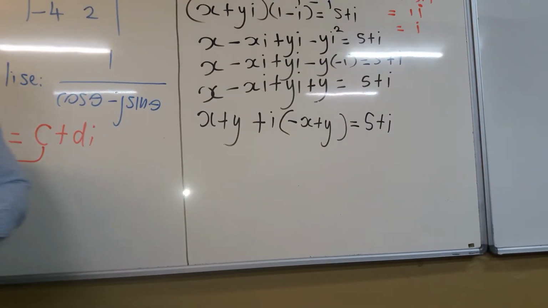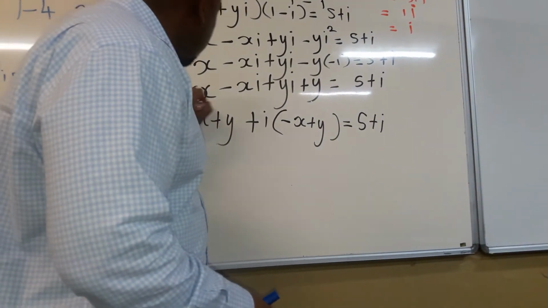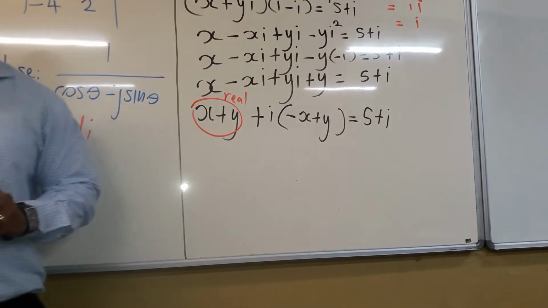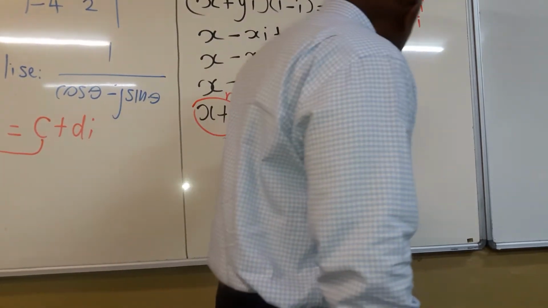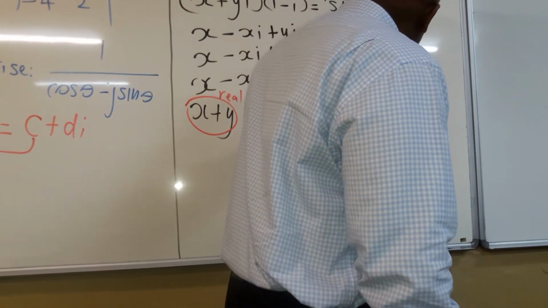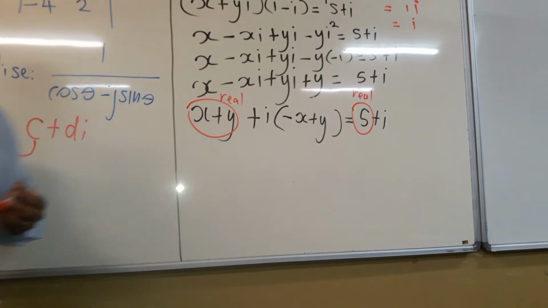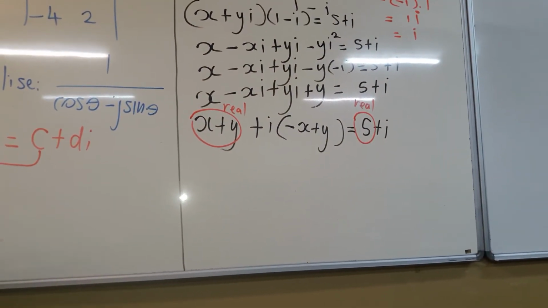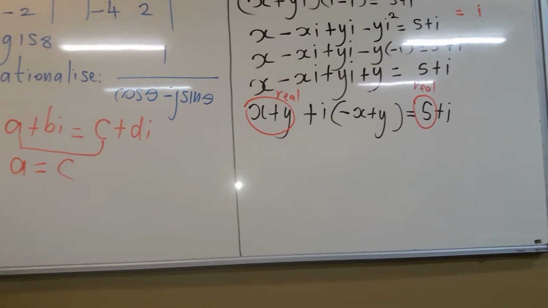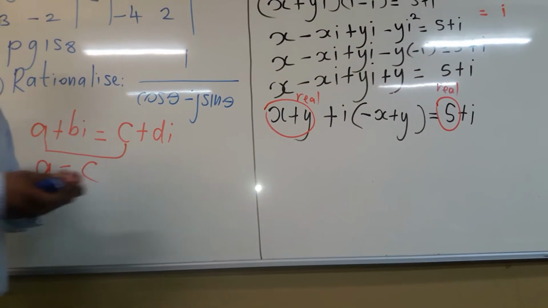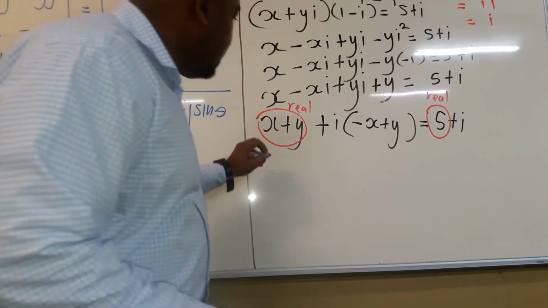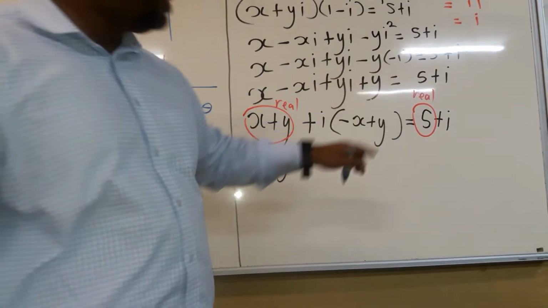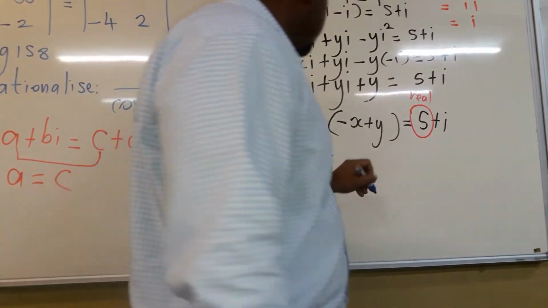Right, so now it's clear, this part here, that's real on the left hand side. Can you see that? On the right hand side, this is your real part. So what do we do? Once it's in standard form, we equate real on the left must equal to real on the right. So what is real on the left? Real on the left is x plus y equal to real on the right, which is 5.